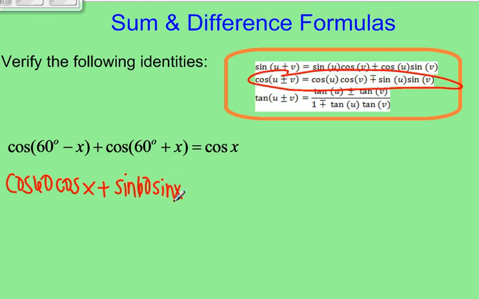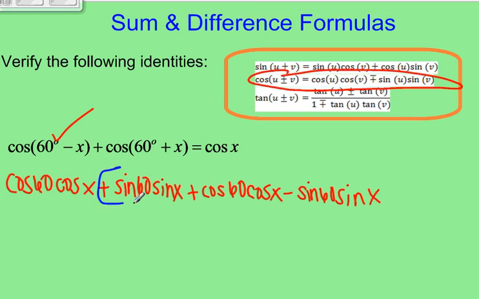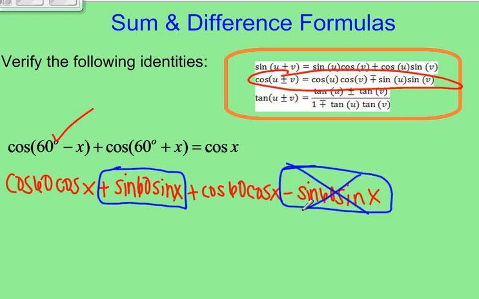So that was the first part. Then we're going to do the second. So plus cosine of 60 cosine of x. It's a plus there, so now it's a minus. Sine of 60 sine of x. So notice that we have a positive sine 60 sine of x and a negative. So those are going to cancel each other out. And we're left with the cosine of 60.